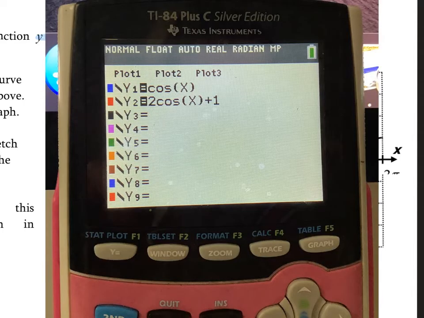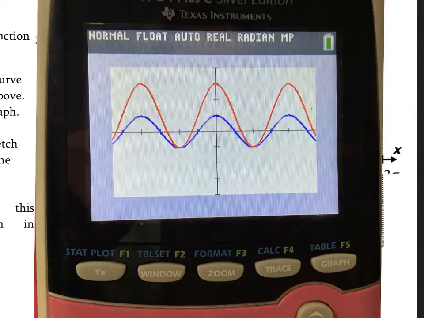So what I'm going to do right now is I'm actually going to put both of these equations in the y equals in my calculator. So the cosine of x and 2 cosine of x plus 1. I want to take a look at what they look like. So my blue curve here is my cosine, and then the red one is the 2 cosine plus 1. So the shape is not the same. It has changed and it has moved. So what I do know is that because I have the 2 in front, my height is 4. It has to be 4, right?